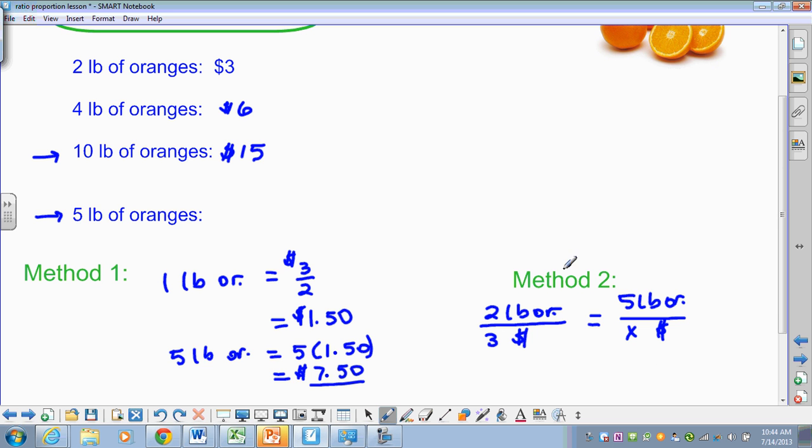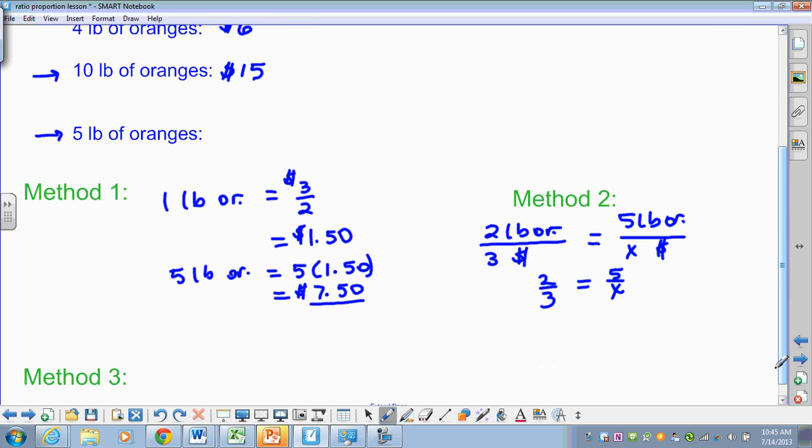Since all the units are exactly the same, like here in the numerator you have pounds of oranges, and in the denominator dollars and dollars, you could basically divide everything by those and just worry about the actual values, 2 to 3, 5 to x. So here you have the ratio of 2 to 3 equals the ratio of 5 to x. And the way we solve these equations typically is cross multiply. And just as a refresher, if you have a single fraction on the left-hand side and a single fraction on the right-hand side, then you can cross multiply.